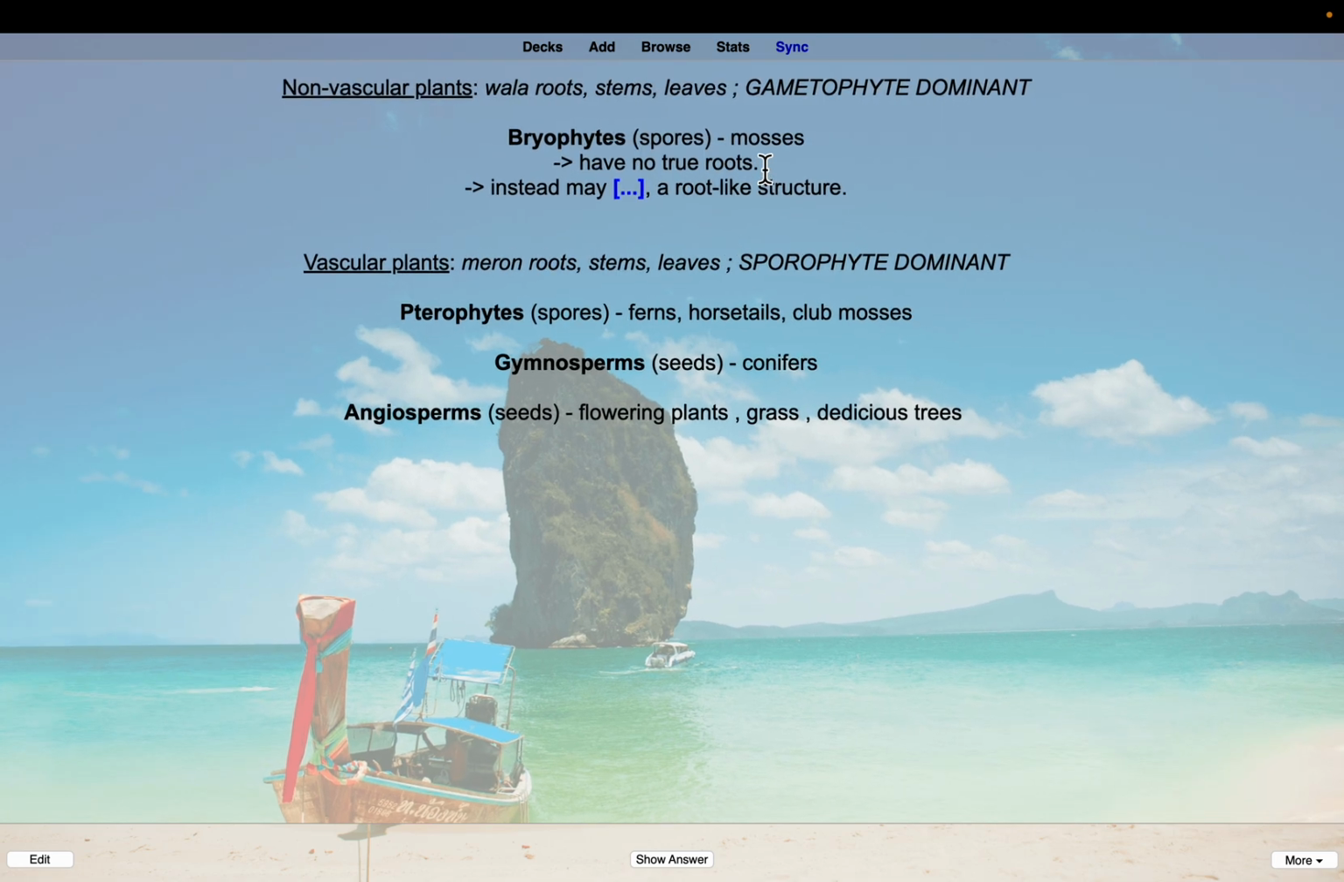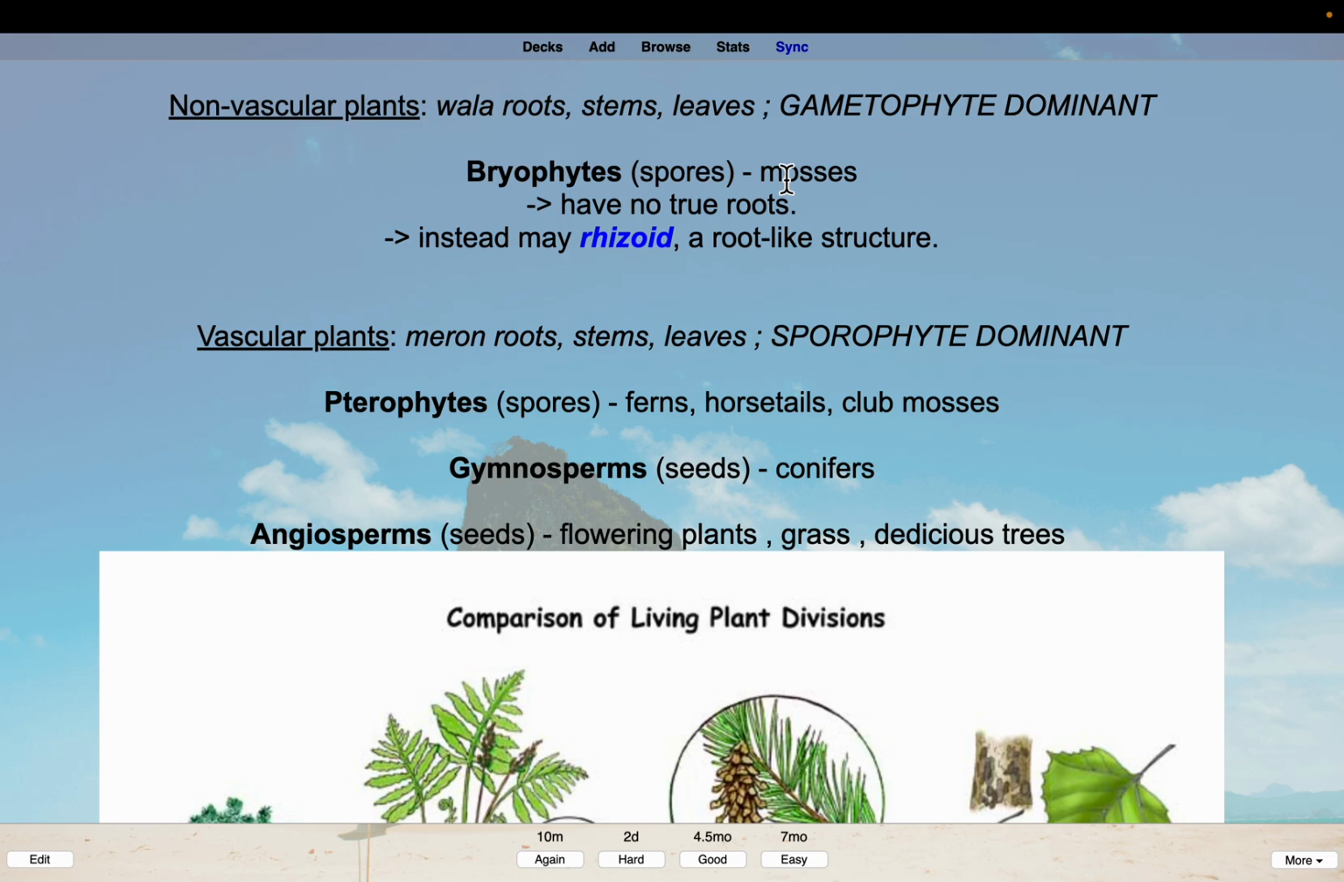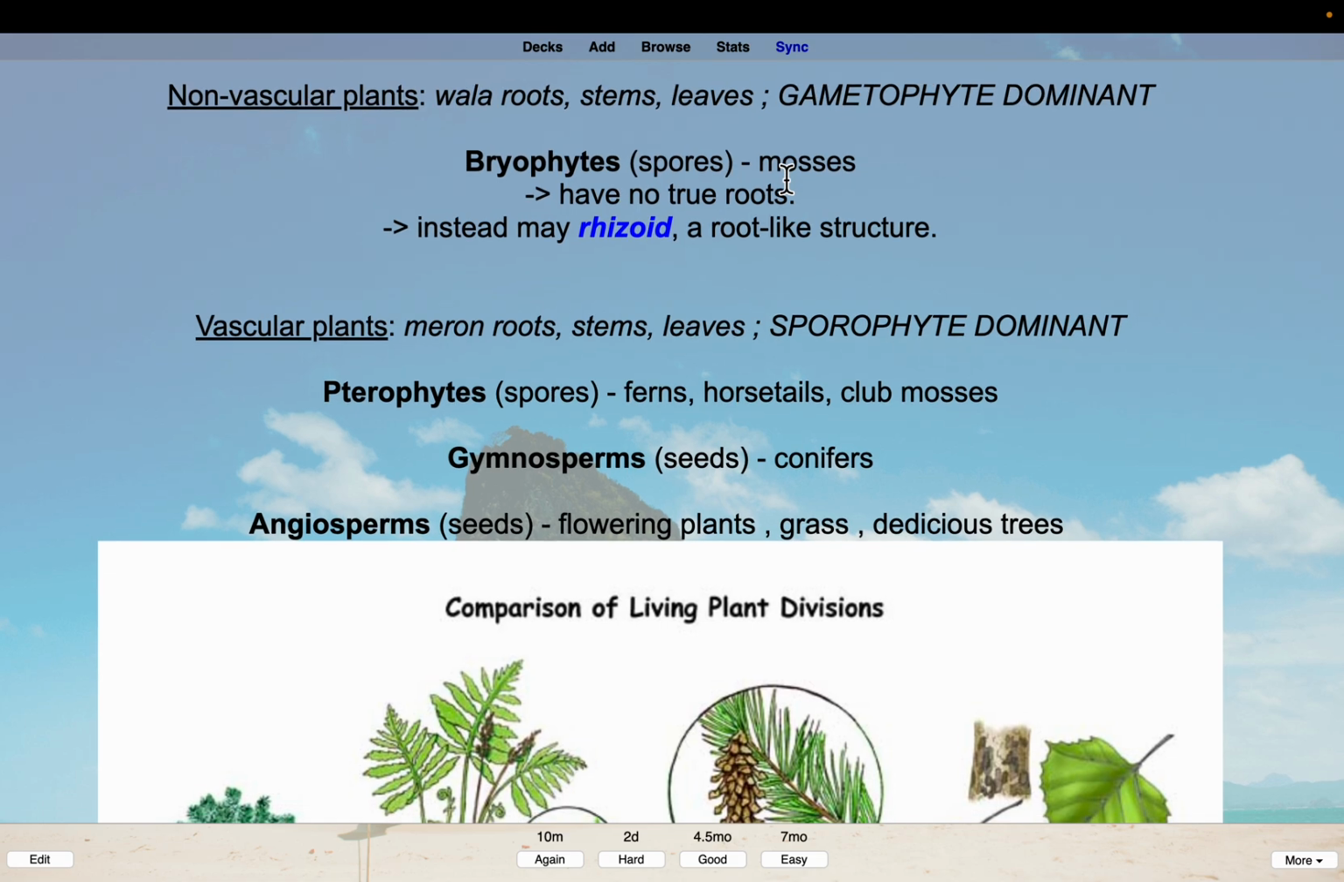Non-vascular plants. So there are no roots, stems, and leaves. The gametophyte again is dominant. What's one example? We have bryophytes. A more specific example of bryophytes would be mosses. They have no true roots. Instead, they have a rhizoid, a root-like structure.